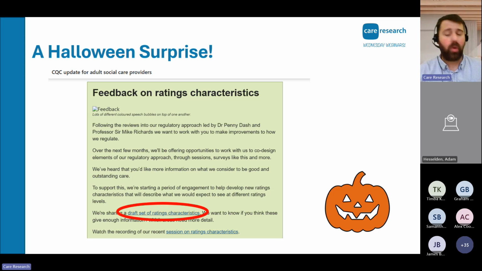Fundamentally, to quote one of my esteemed clients, this is the most useful thing CQC have sent out in some time. I'm not saying that to diss CQC. I think they've sent out lots of very useful stuff, but I know for clients, for many care services, they feel that these ratings characteristics are actually quite a useful resource for them.